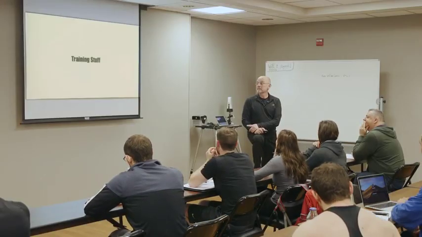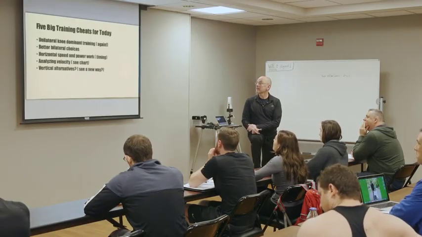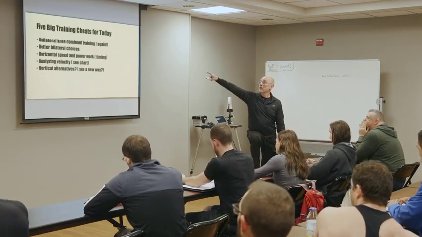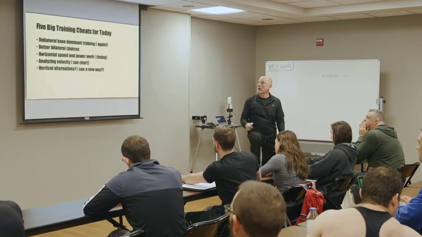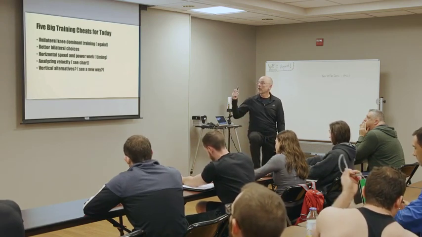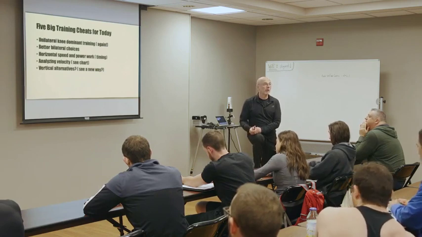Training stuff, as the slide says, right? So the 5 big cheats that we want to talk about: unilateral knee dominant training. We're going to talk about that again. We're going to talk about making better bilateral choices, what that might involve. We're going to talk about horizontal speed and power work.